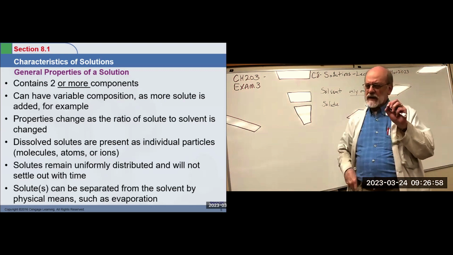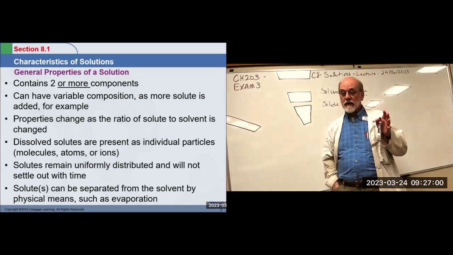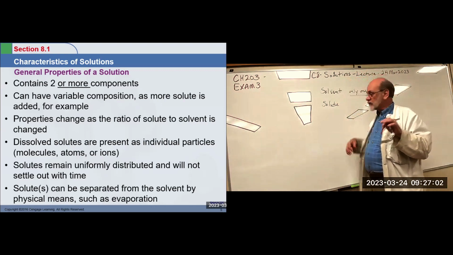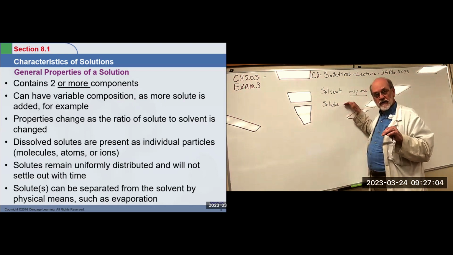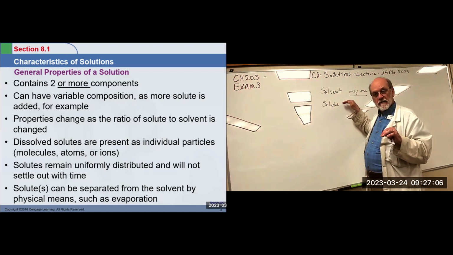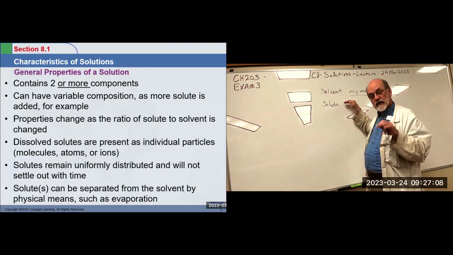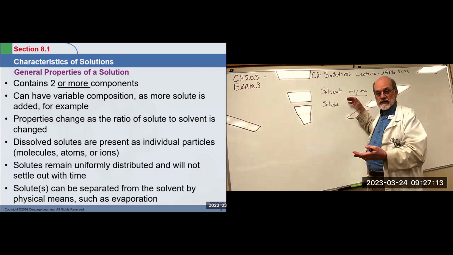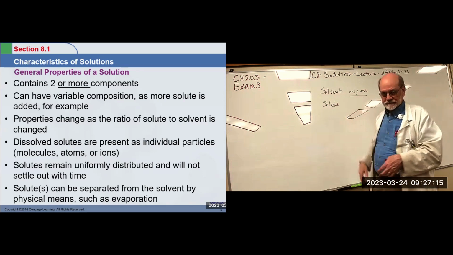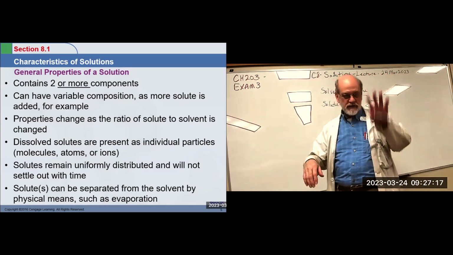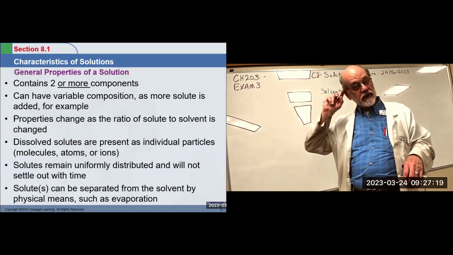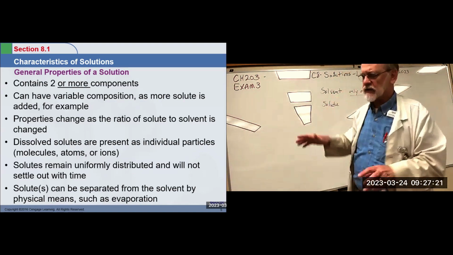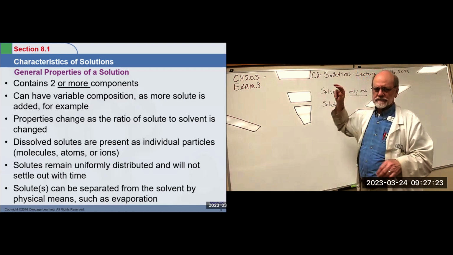And then, of course, there's a caveat there. Most solutions, you can reach a point where the maximum amount of solute that can be dissolved, you can't go any higher. At that point, we say the solution is saturated. Anything you add after that will just settle out. There's no room for it in the solvent.